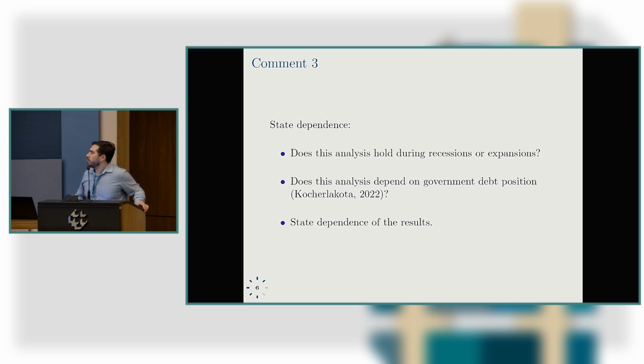The same applies for debt. I know that part of the analysis is whether this is financed with debt or not, but you can think about a government with a high level of debt. For instance, the US has more than 100% of GDP. What happens in those contexts? And a related or more general question in all of those situations is, what is the state dependency of the results, in more general terms?